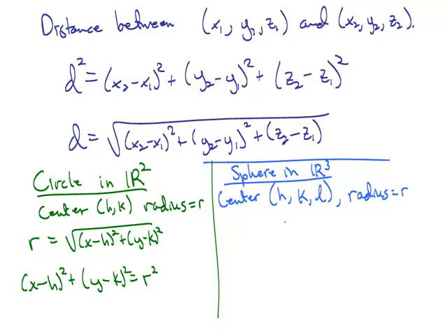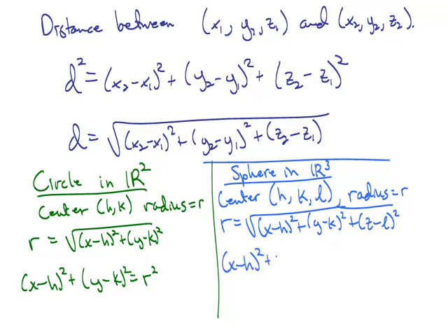So we want all points x, y, and z that have a fixed distance of R from H, K, L. So we want r to be the distance from x, y, z to H, K, L, and so we use our distance formula here. We have r equal to the square root of (x minus h) squared plus (y minus k) squared plus (z minus l) squared. Squaring both sides, we have our standard equation for a sphere in R3: (x minus h) squared plus (y minus k) squared plus (z minus l) squared is equal to our radius squared.